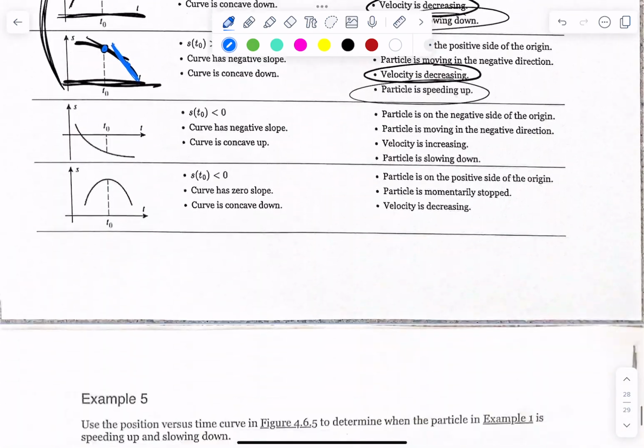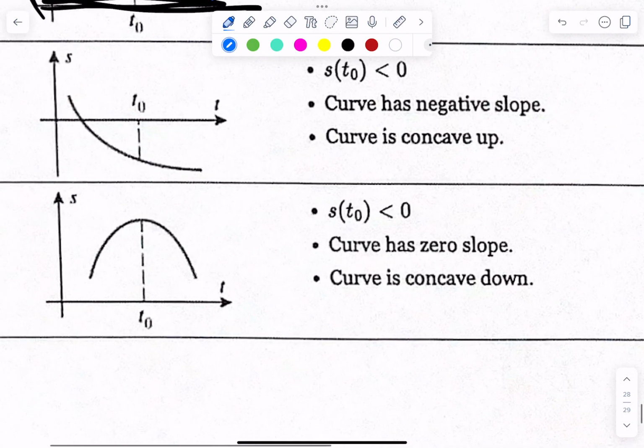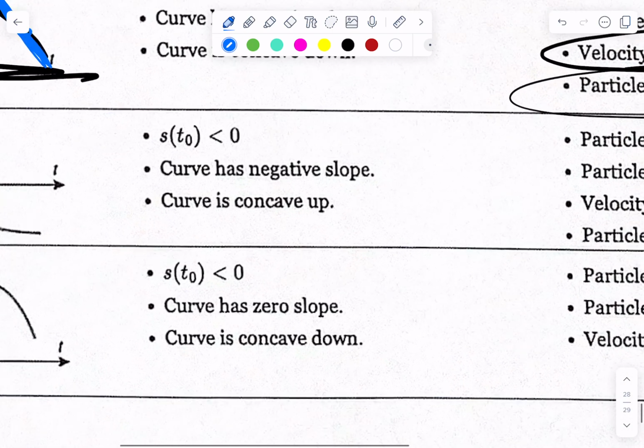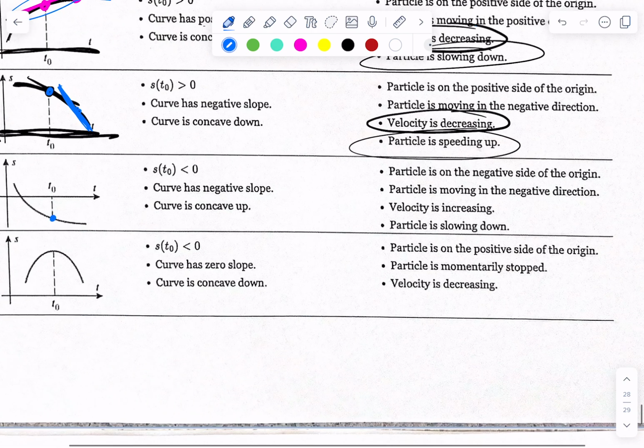Okay, got it. These last two. This is where I'm underground. So this guy, his curve is negative, he has a negative slope. He is concave upward. Let's talk about this. The particle is on the negative side of the origin. I'm going underground. The particle is moving in the negative direction. That's what we said. The velocity is increasing because he's negative. But the particle is slowing down.